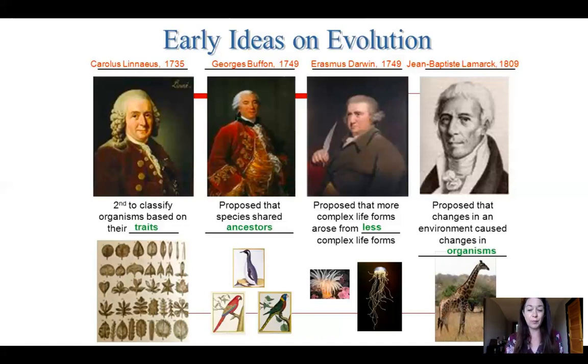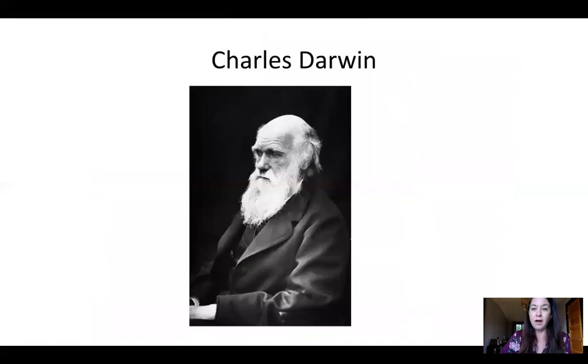Now we know that the giraffe doesn't stretch its neck and then pass on that trait, but he was onto the idea that we now know is natural selection. The difference being he was talking about acquired traits. What we know now is that it's actually genetic traits that get passed on. Enter then Charles Darwin. So he was building his idea off of these others. He went on the HMS Beagle.